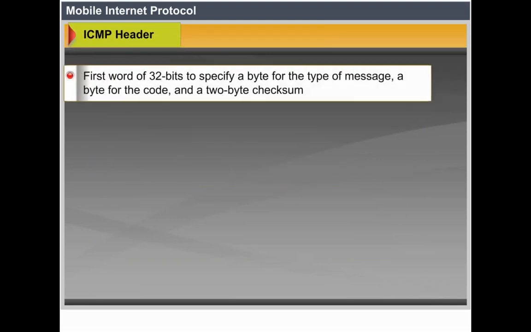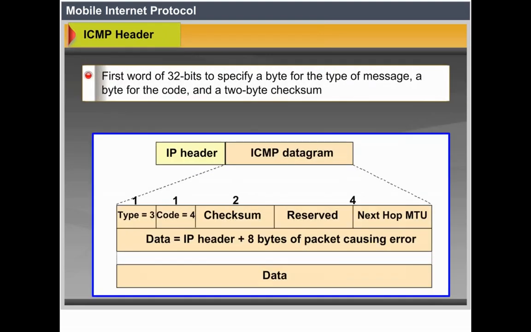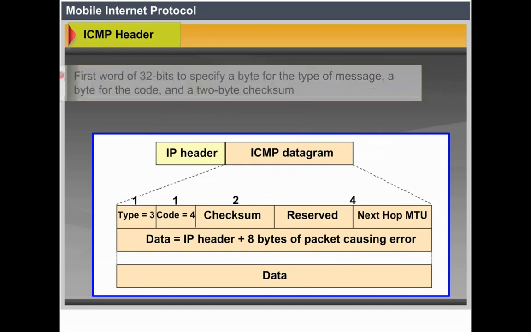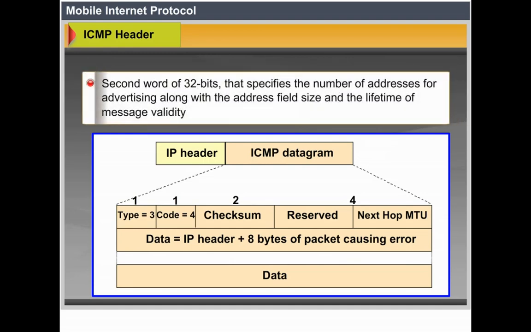ICMP header. First word of 32 bits to specify a byte for type of message, a byte for the code, and a 2-byte checksum. Second word of 32 bits which specifies the number of addresses for advertising along with the address field size and the lifetime of message validity.